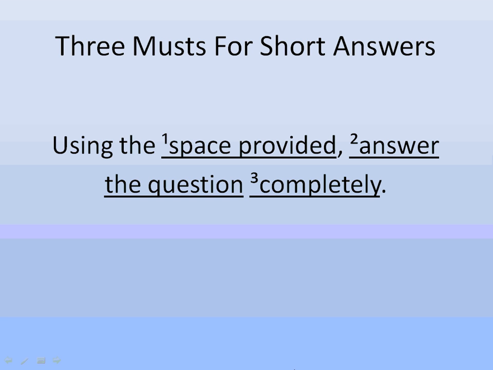The second thing you have to do is you have to answer the question. If it says 1 feature, only put 1. If it says 3 effects, make sure you have 3 effects that are different 3 effects. And the third thing you have to do for short answers is you have to completely answer it. And that means in a complete sentence. So if it says to give 3 effects, do not list 3 effects. You must write them in a complete sentence. So you have to write a complete sentence that answers the question on the lines that you have been given.